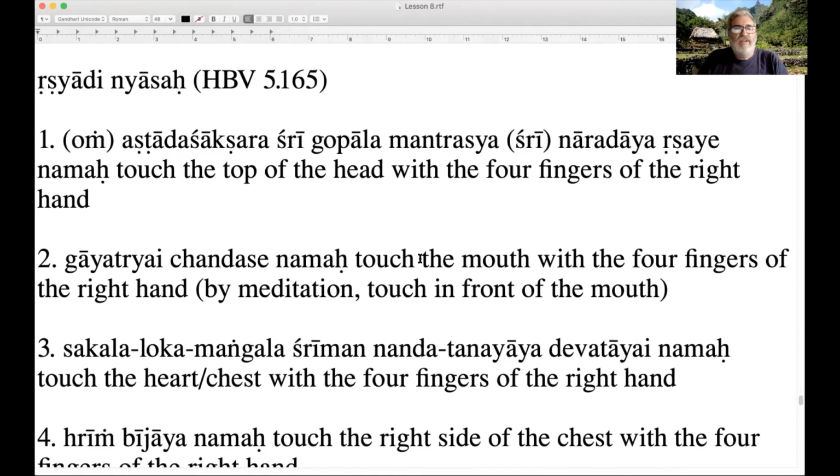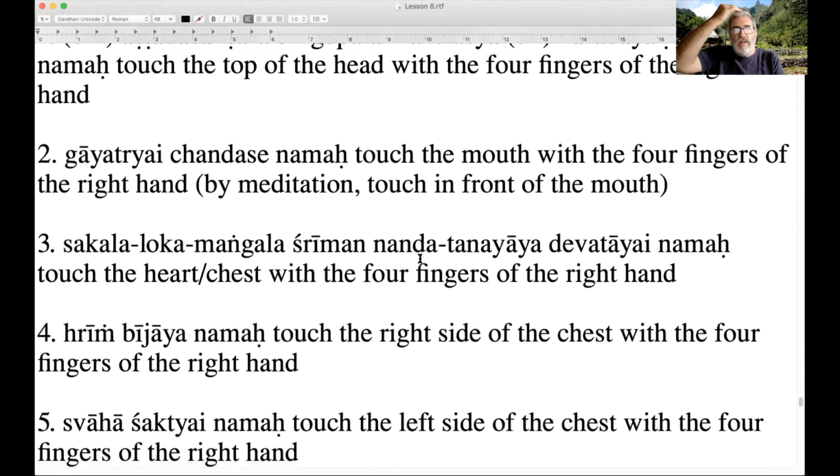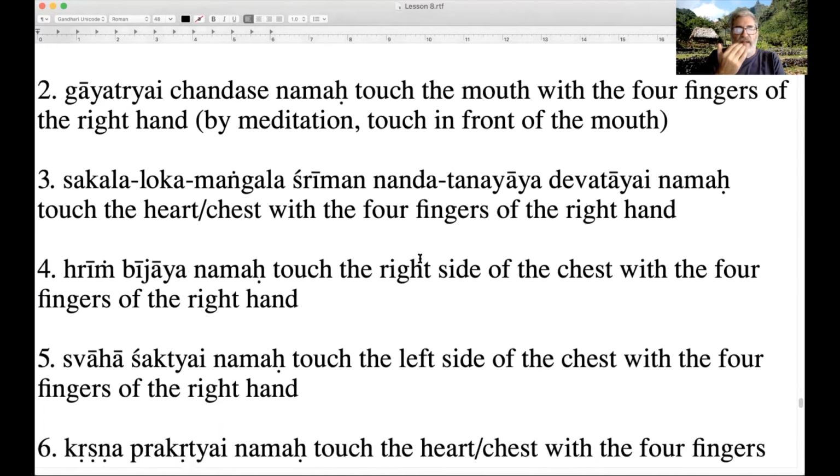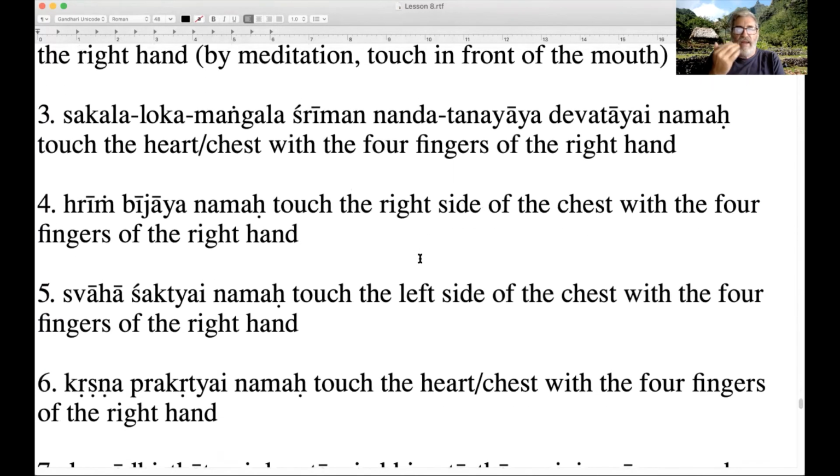Now there's another way to do it, and the other way is being described in the 165th verse of the 5th Vilasa. So, Om Ashtadashakshara Sri Gopal Mantra, Sri Narada Rishaye Namaha, touch the top of the head with the 4 fingers of the right hand. Gayatre Chandase Namaha, touch the mouth, or just in front of the mouth by meditation, right, with the 4 fingers of the right hand. Then Sakala Loka Mangala Sriman Nandatanaya Devataye Namaha, touch the heart, right, or the middle of the chest with the 4 fingers of the right hand.